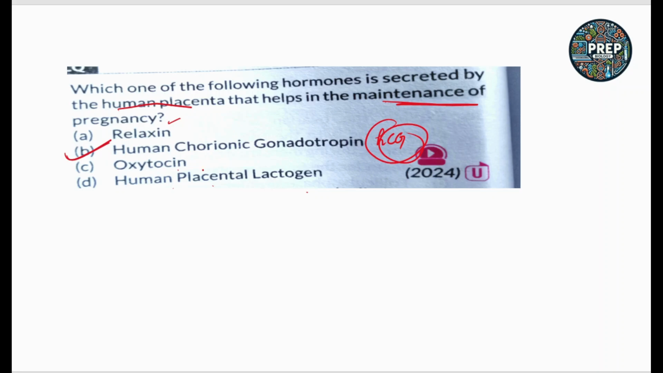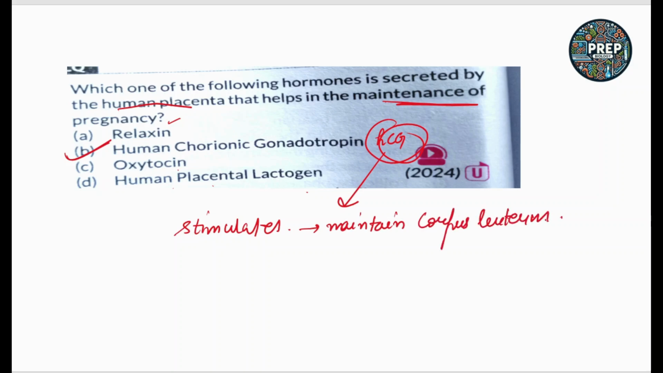Why? Because the HCG is secreted by the human placenta and it helps in maintenance of the pregnancy. HCG stimulates and maintains the corpus luteum to secrete the progesterone until the end of the pregnancy. So that's why the HCG helps in the maintenance of the pregnancy.